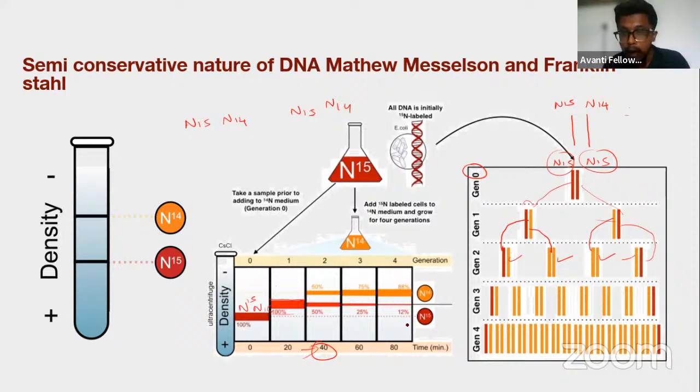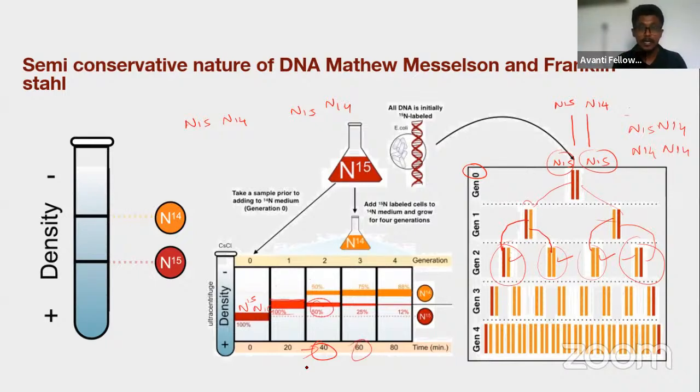Now what happens? These two belong to N15, N14. And again, these two belong to N14, N14. Both of them are quite light. That is why I get 50% of the molecules with N15, N14 and 50% with N14, N14. Clear? Now I go for another cycle at the 60th minute.